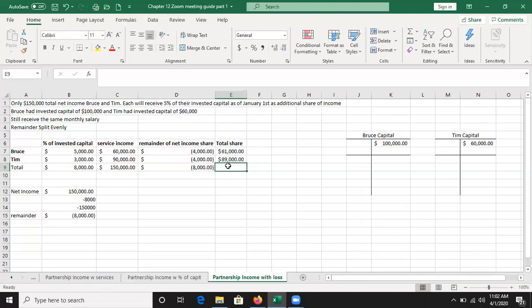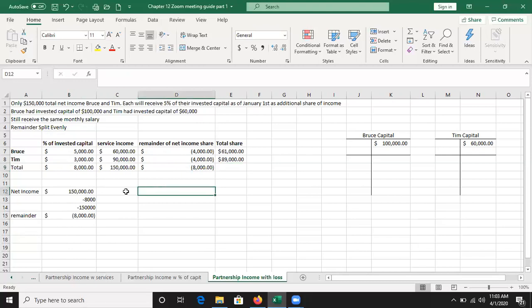Okay. So again, this is just a scenario when the partnership distributes based on their salaries and their share of invested capital, if it causes a negative number to be the remainder of net income, it has to reduce what they're going to get back.